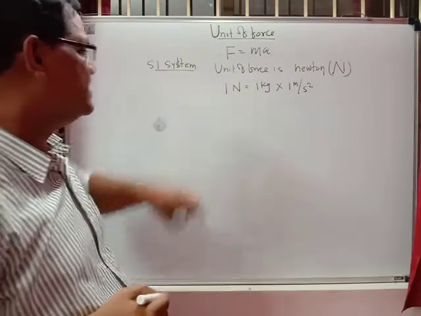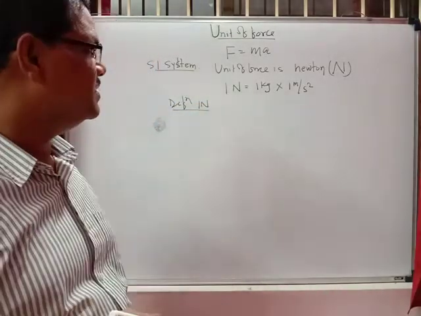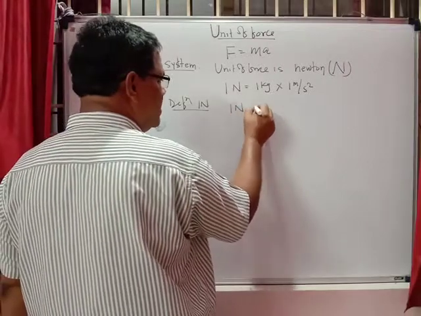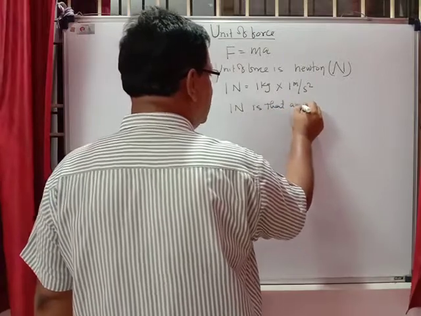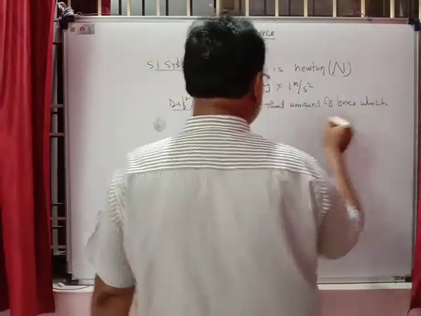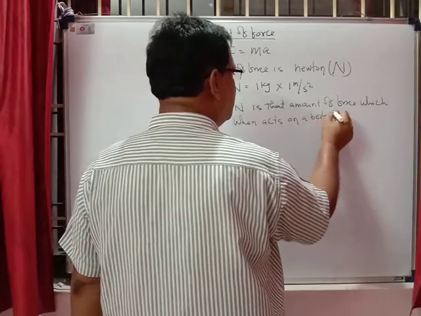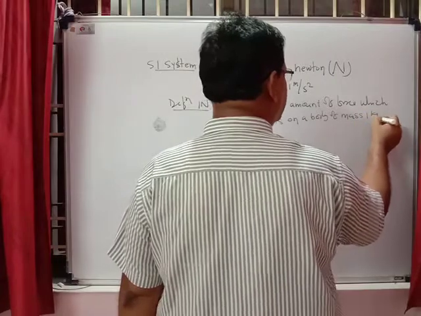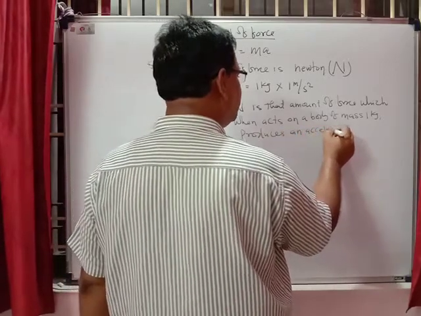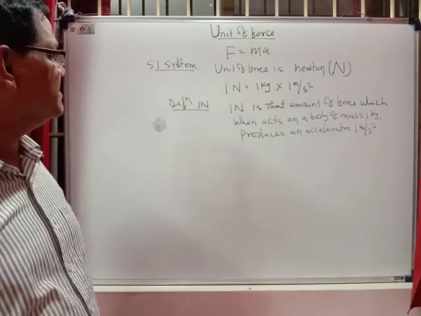So what is the definition of 1 Newton? 1 Newton is that amount of force which, when it acts on a body of mass 1 kg, produces an acceleration of 1 meter per second square. That is the definition of 1 Newton.